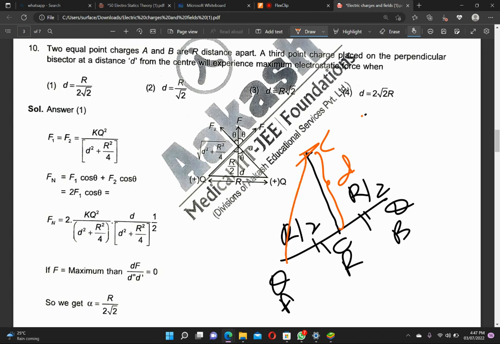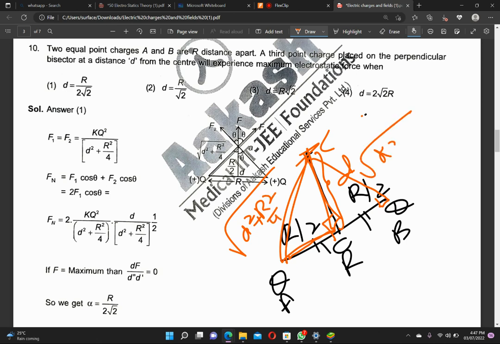If you join the points, you get a triangle with a 90 degree angle. By Pythagoras theorem, with sides d and r by 2, you get the distance as the square root of d square plus r square by 4. Here also the same, square root of d square plus r square by 4. This gives you force F for this charge, and for the other charge also you will have F, the repulsive force.